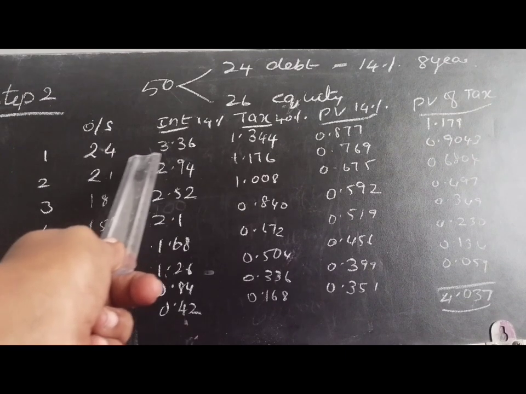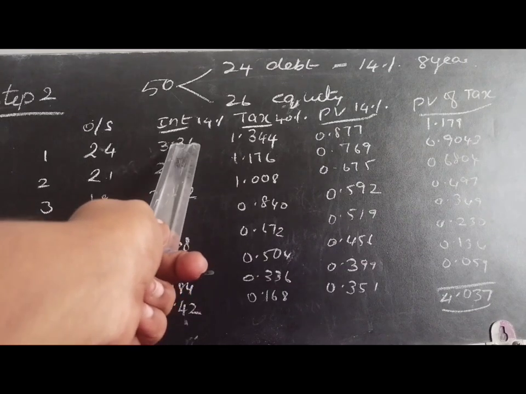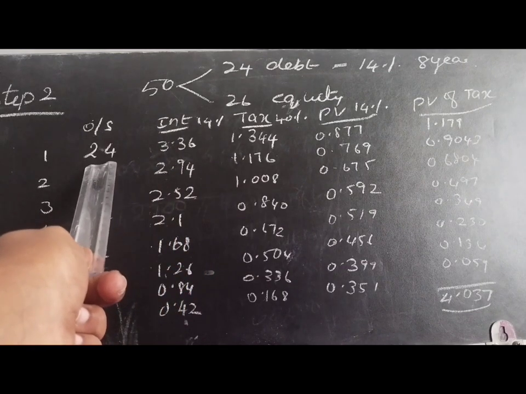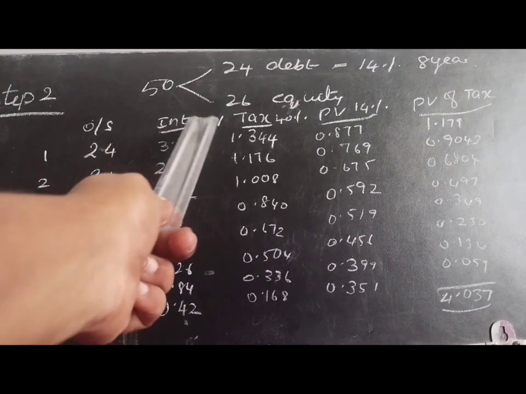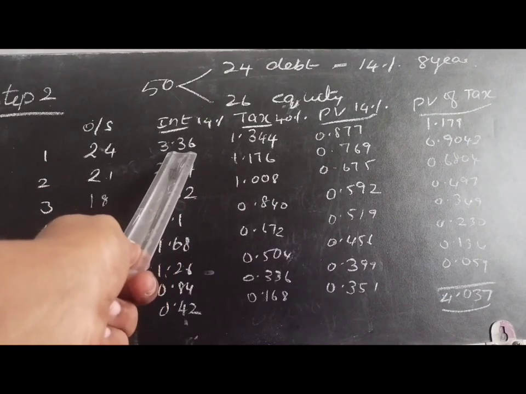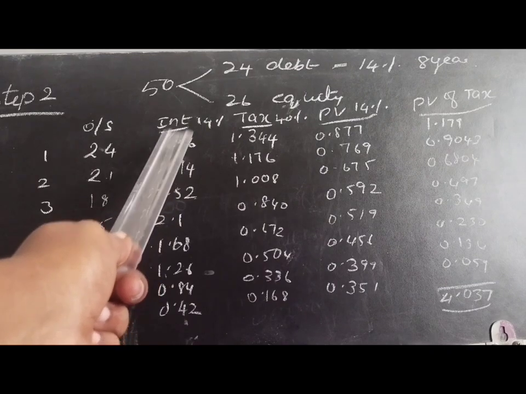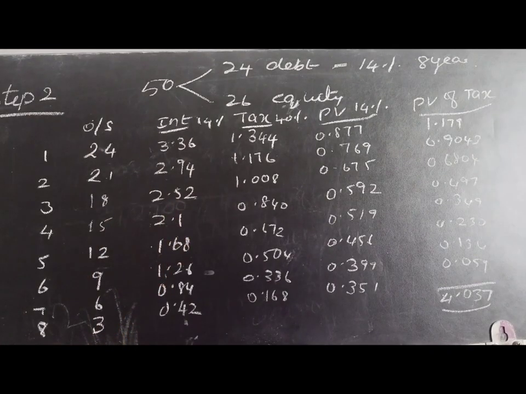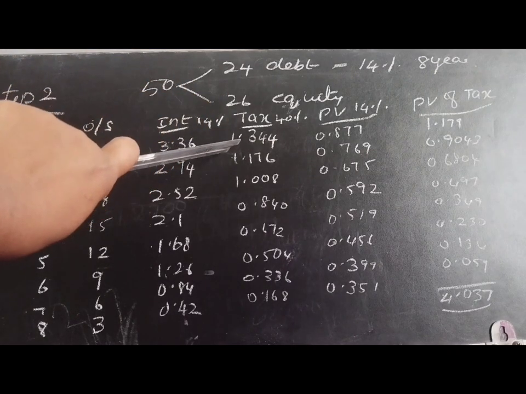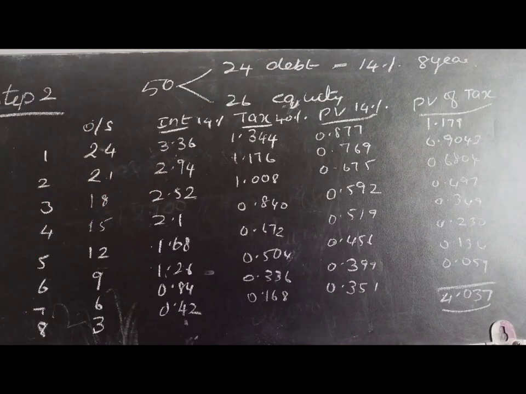Then how will we pay the interest? We will pay the interest on the outstanding amount. So first year outstanding amount is 24 lakh. So we will pay 14% interest on the 24 lakh, that is 3.36. Then what is the tax rate given in the question? 40%. So 3.36 into 40%, we will get 1.344.